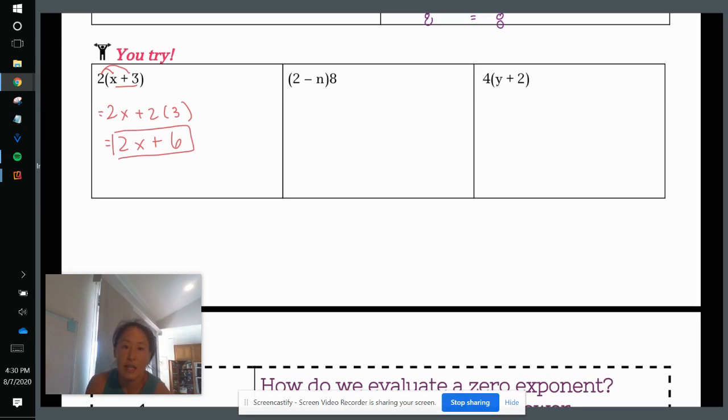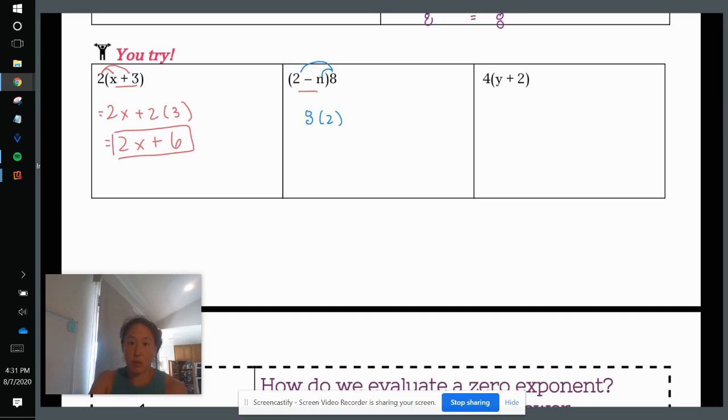Yay! Okay, next up, we have 8 times (2 minus n). So again, can I simplify inside the parentheses? These are not like terms. I have a constant and something with an n, so I can't simplify this. So I'm going to do 8 times 2, and then the 8 has to be multiplied by what's inside as well, so minus n times 8. Okay, so 8 times 2 is 16, minus n times 8 is 8n. And that is how we simplify.